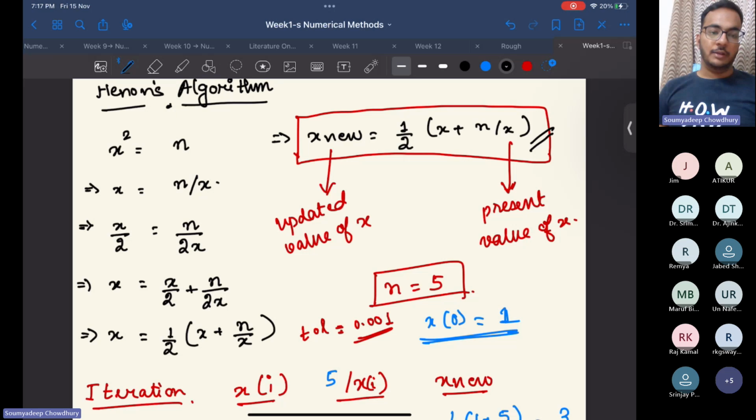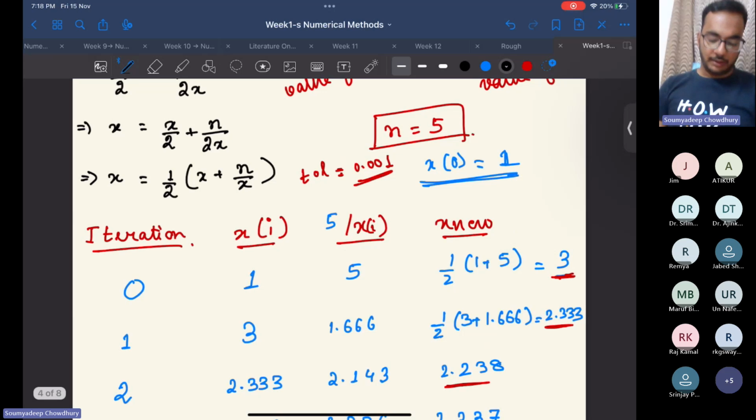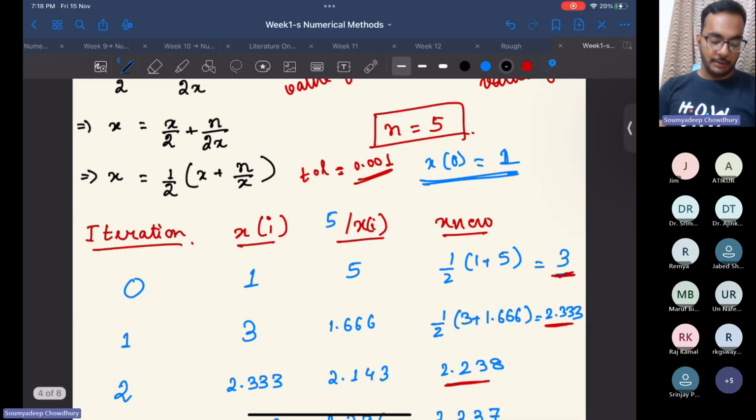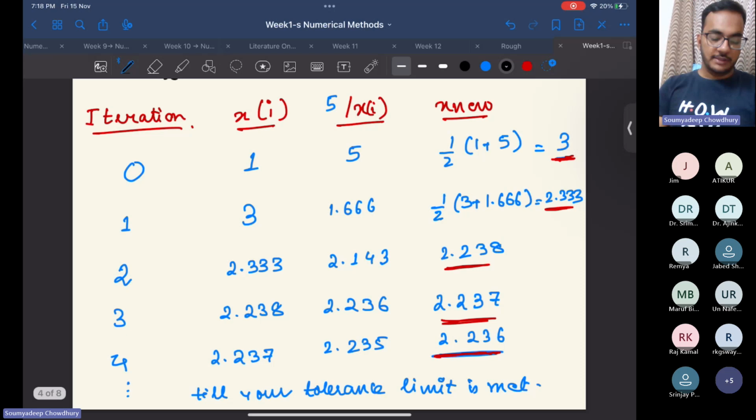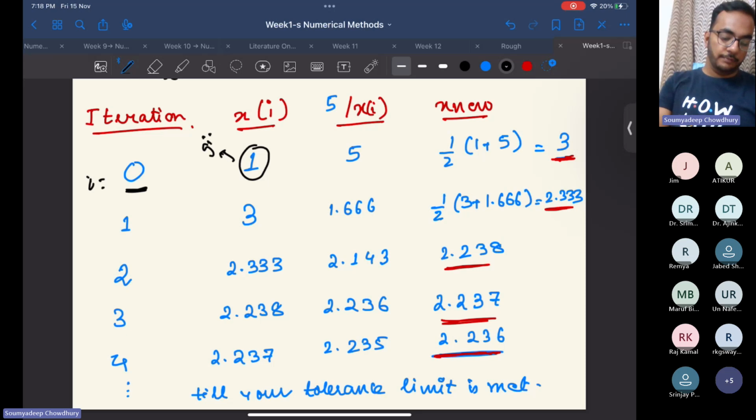In any numerical or iterative method, we have to perform several iterations, and at every step we have to check the tolerance, that is, the difference between the previous value and the value at the current step. Here I have done up to 4 iterations. We always start from i equals 0 for the first iteration, and x of 0, the initial value, has to be supplied in the question. Based on an initial value, you will be approaching the solution. So x of 0 was equal to 1.